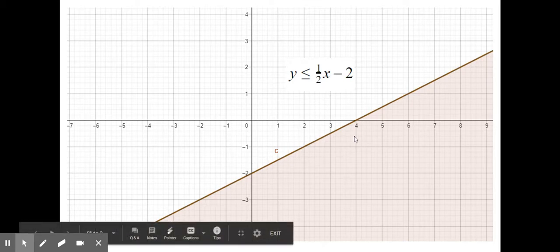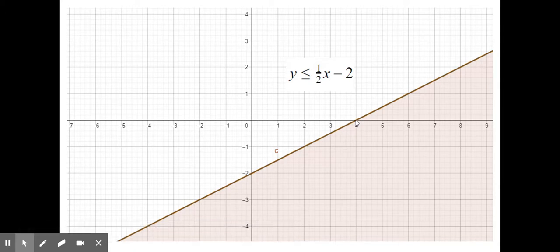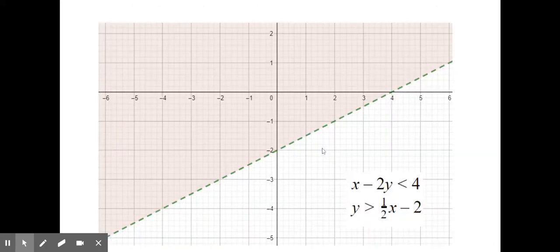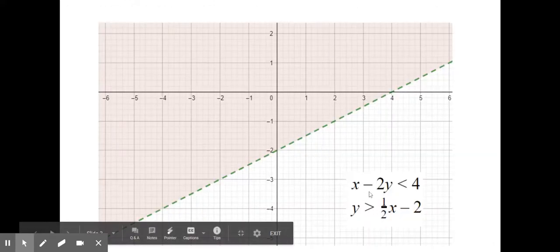So let's pick a point on the line. 4, 0. When I plug 4 in for x, half of 4 is 2, 2 minus 2 is 0. And then I would have 0 is less than or equal to 0, which is a true statement. So that's why we have it be solid. Okay, next slide. Now here, the top one is what it would look like if it was given to you in standard form.